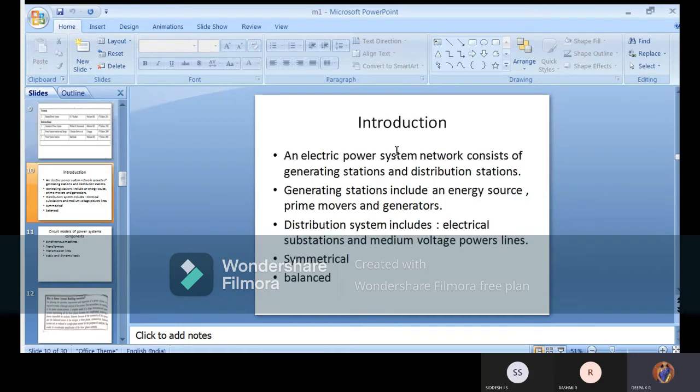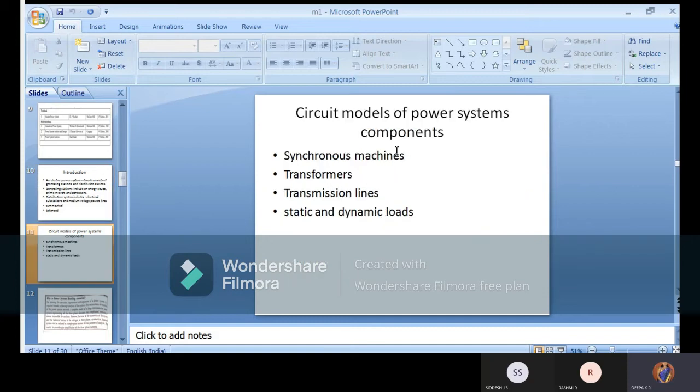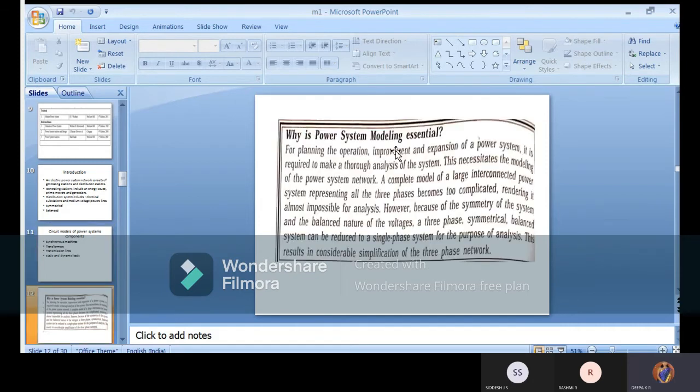Okay. So first, you've been given the introduction about what is balanced load, what is symmetrical and all. These are the major components we use in a system: synchronous machine, transformer, transmission line. And next, with respect to load, different loads are available: static and dynamic loads. So this is why power system modeling is required. If somebody asks you to do calculation, of course we go with the mathematical representation. But even in the mathematical one, we see mathematical models.